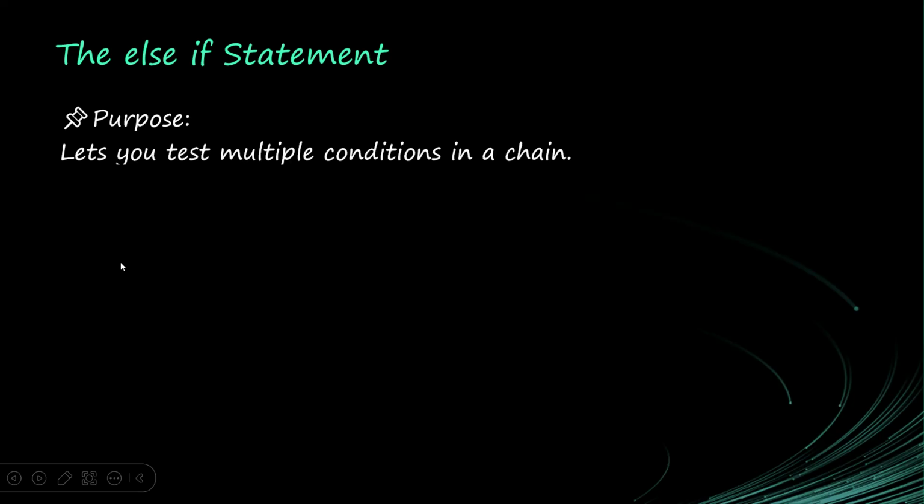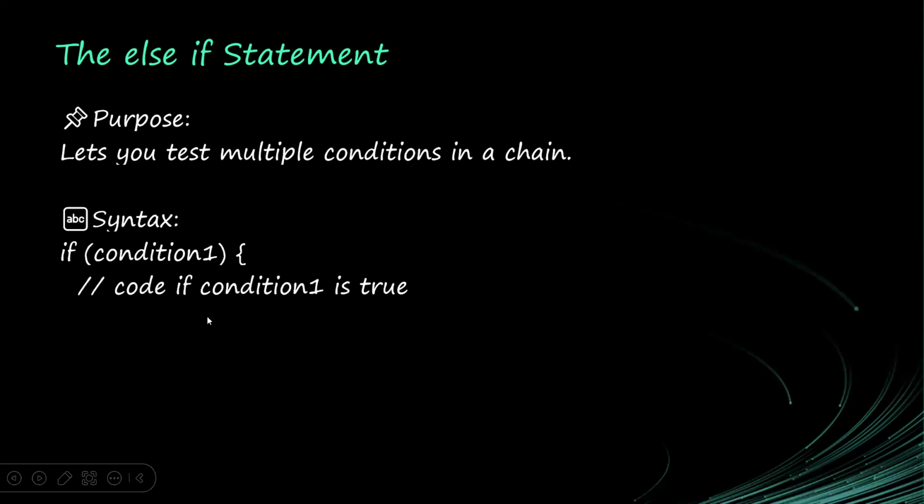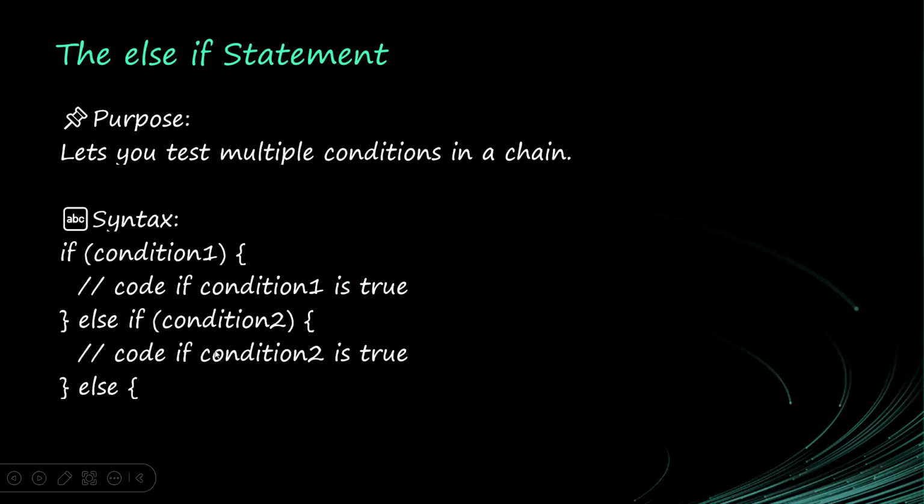So the else if statement gives us the opportunity to check for more conditions, not just one condition. If you have multiple conditions that you want to check, you can use the else if statement. It lets you test multiple conditions in a chain. So the syntax is, the first condition will go in the if statement. The second one will now go in the else if. If you have more than two conditions, you can have another else if statement here.